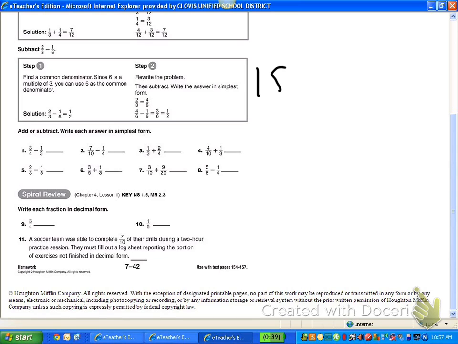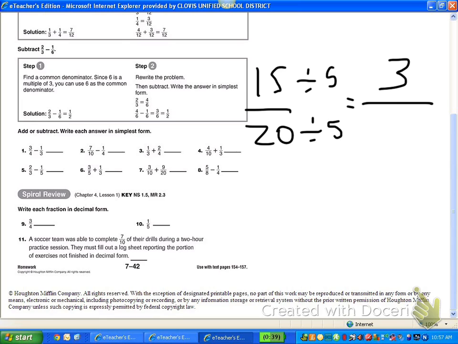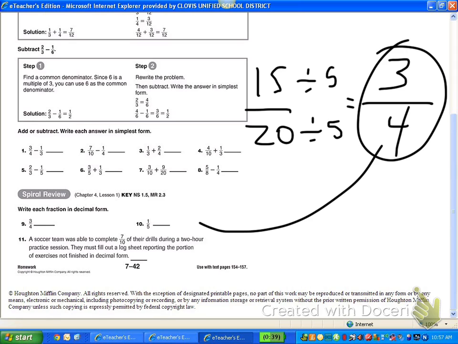Probably would look a little better if we do it this way. 15 divided by 5 is 3, and 20 divided by 5 is 4. So the answer is 3/4 for number 7. Hopefully this will help, and we'll see you next time.